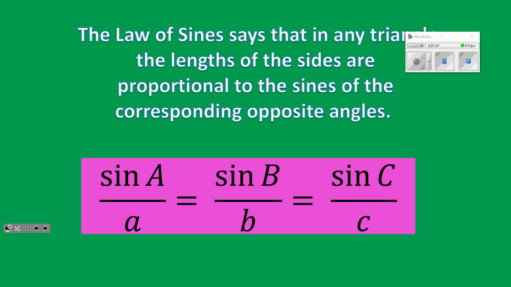Okay, you're not going to use all three at one time. Basically you're going to use any two pairs of them. Does that make sense? So you might use the sine of A over A is equal to the sine of B over B. Or you might say the sine of B over B is equal to the sine of C over C. Or you could even take out the B and do the sine of A over A is equal to the sine of C over C. And then you'll have a proportion and you'll be able to cross multiply and solve for your missing pieces.